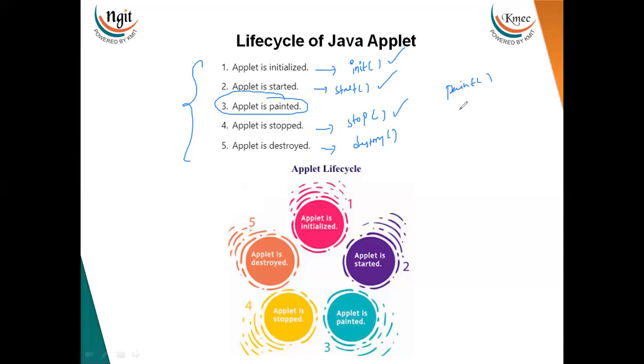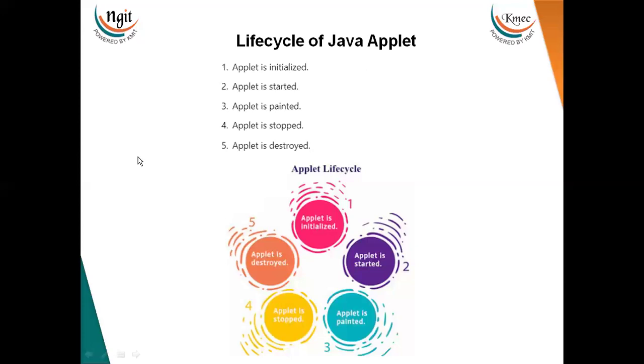That is a method given by the Graphics class. By using that method, you can display a message. Sir, I want to draw some rectangle or triangle, I want to draw a line. Whatever action you want to perform, you can perform by using this paint method, right? These are all the five lifecycle methods of the applet, right? Now we'll move on.